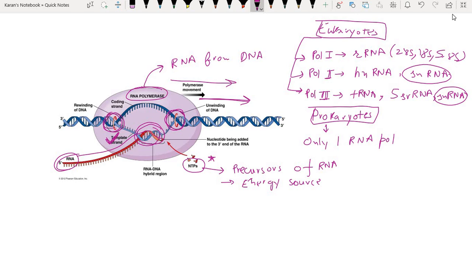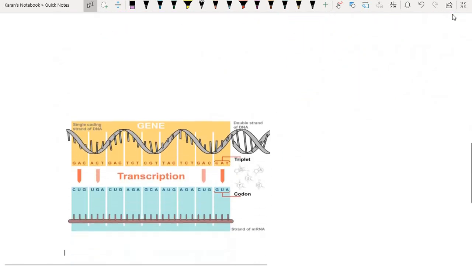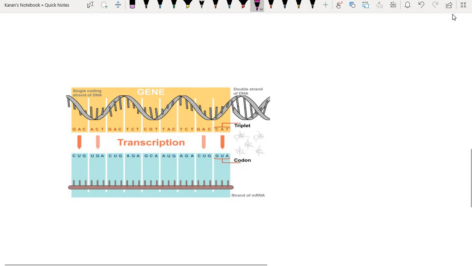Then you will see there is one more thing in this, rewinding of DNA, it is occurring here. Means as the reaction proceeds, from the back side, rewinding of DNA occurs. So this is how the whole transcription process occurs. And coming to the next diagram, so this one is the diagram.